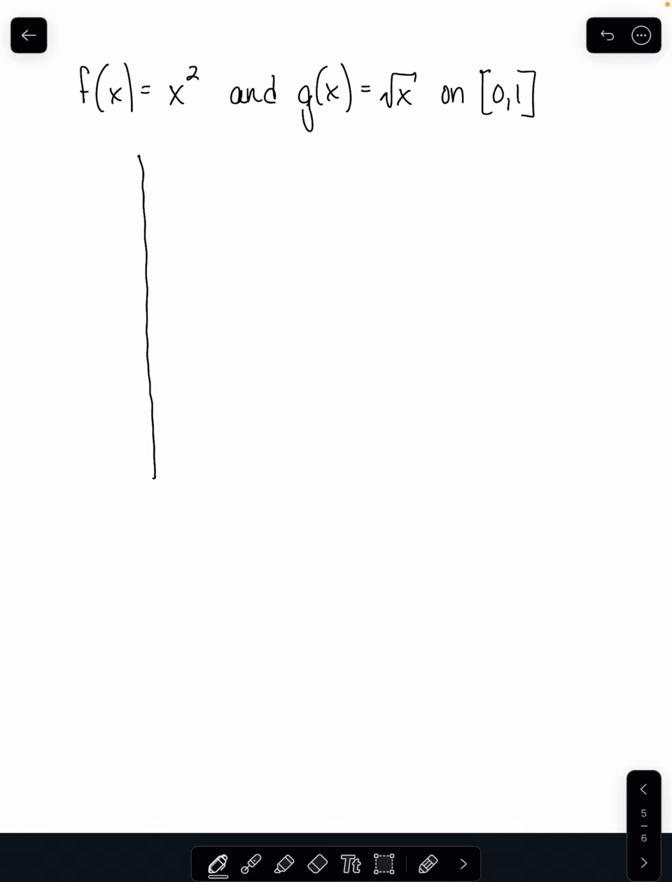This region, x squared, would go thusly. And the square root of x would go something like this. And they would intersect at the point (1, 1). The region then being what is caught between them.